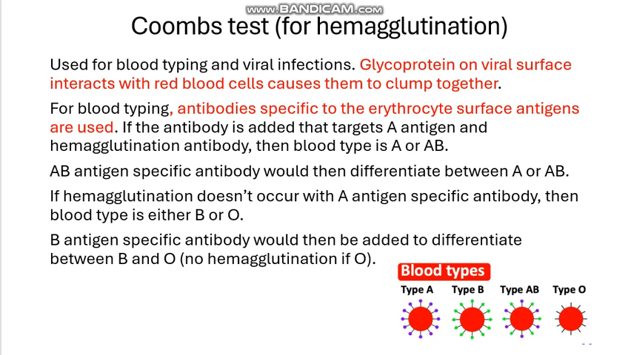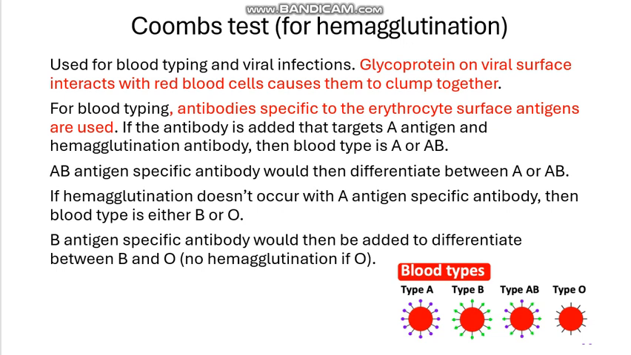If an antibody is added that targets the A antigen, so we add an antibody that recognizes the A antigen, and hemagglutination occurs, then we know that the blood type is going to be either type A or type AB, because the antibody has recognized that there are A antigens on the erythrocytes, because they've clumped together because the antibodies have bound to them.